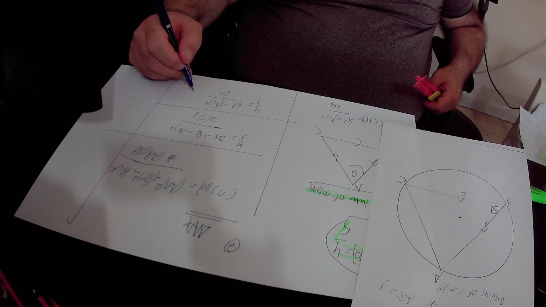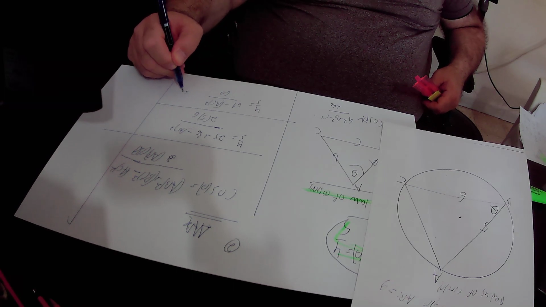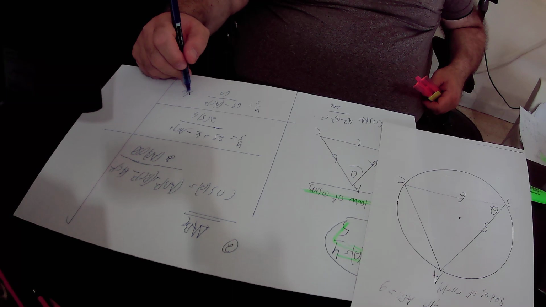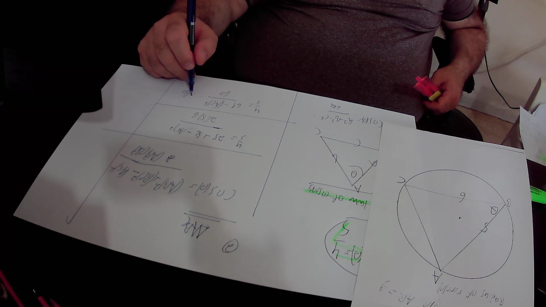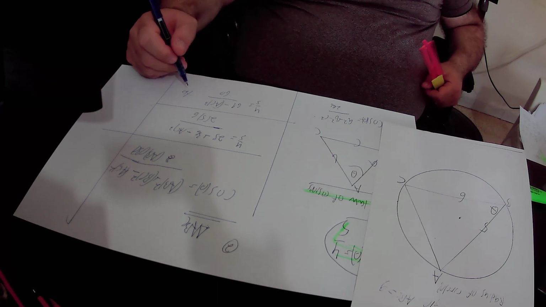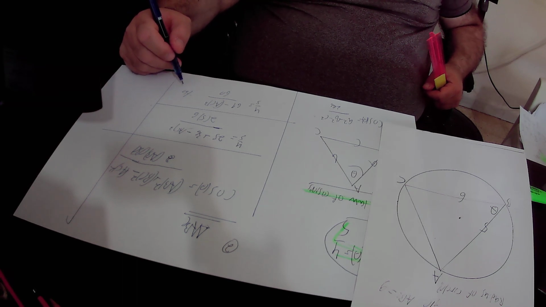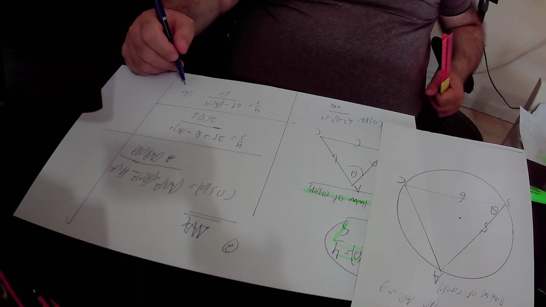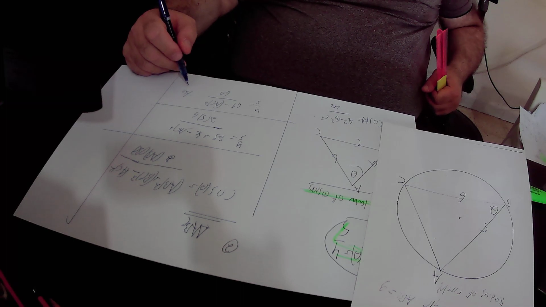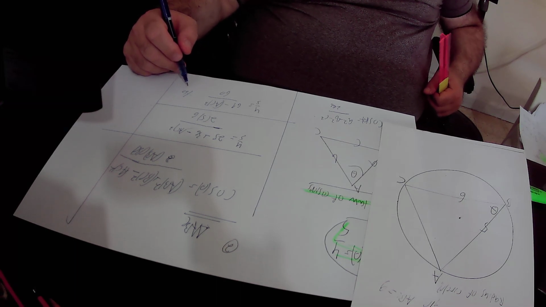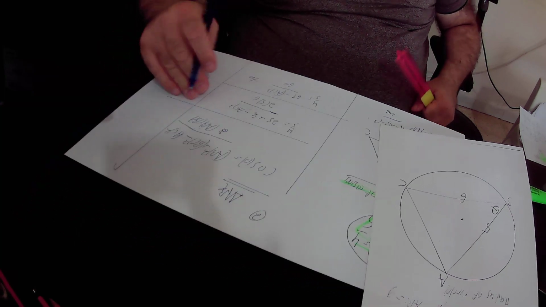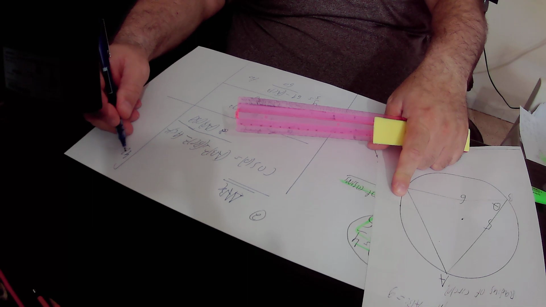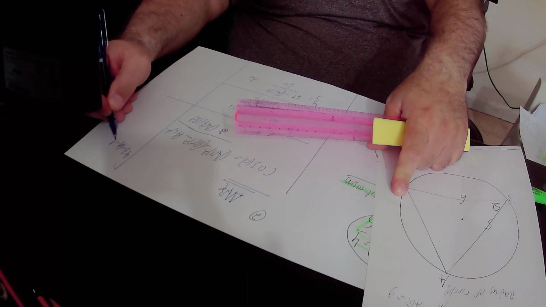Here we multiply this equation by 60 and we get that 60 over 5 is 12, and 12 times 4 is 48. So 48 equals 61 minus AC squared.